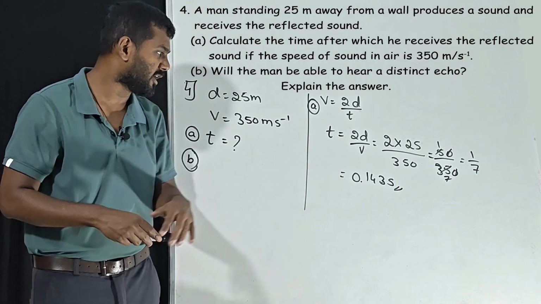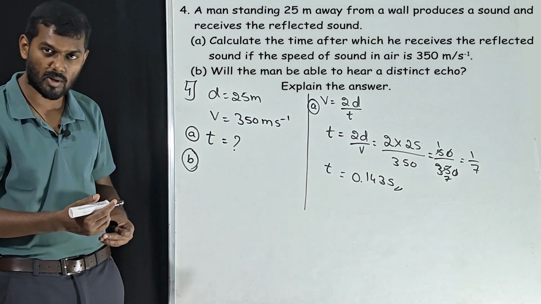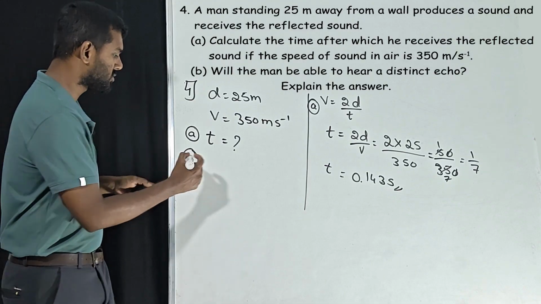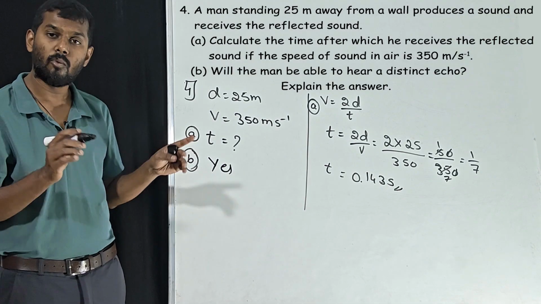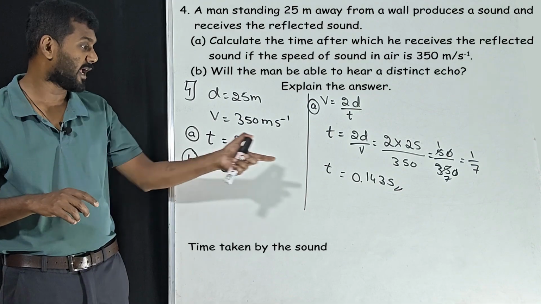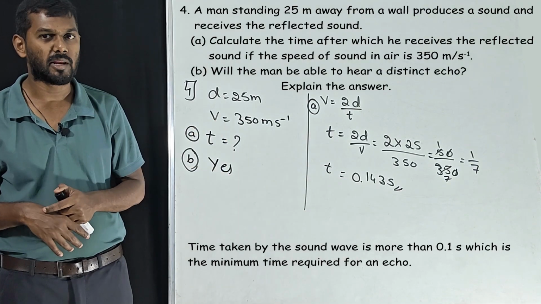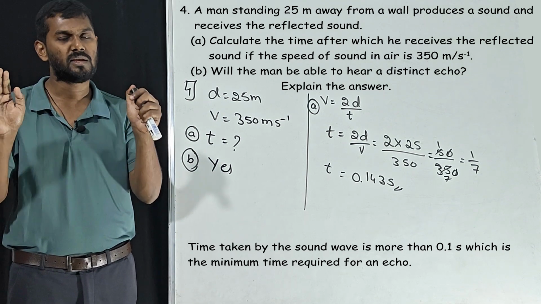So here the time is 0.143 second. It is more than 0.1 second. So obviously we are going to get the echo. So answer for sub question B is echo. Yes. Why? Because the time taken for a reflection of sound is more than the minimum time required, that is 0.1. That's why we can clearly hear an echo.